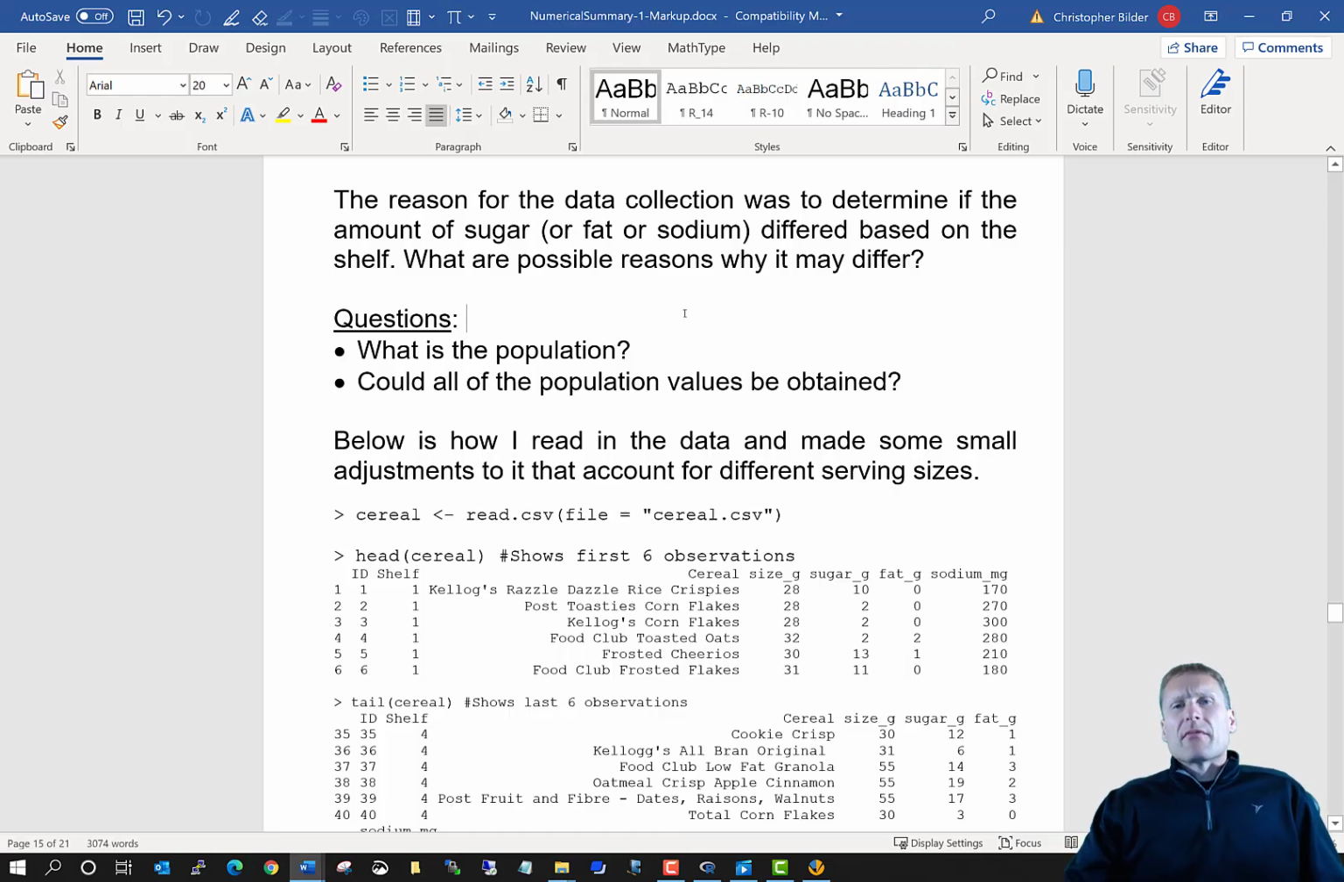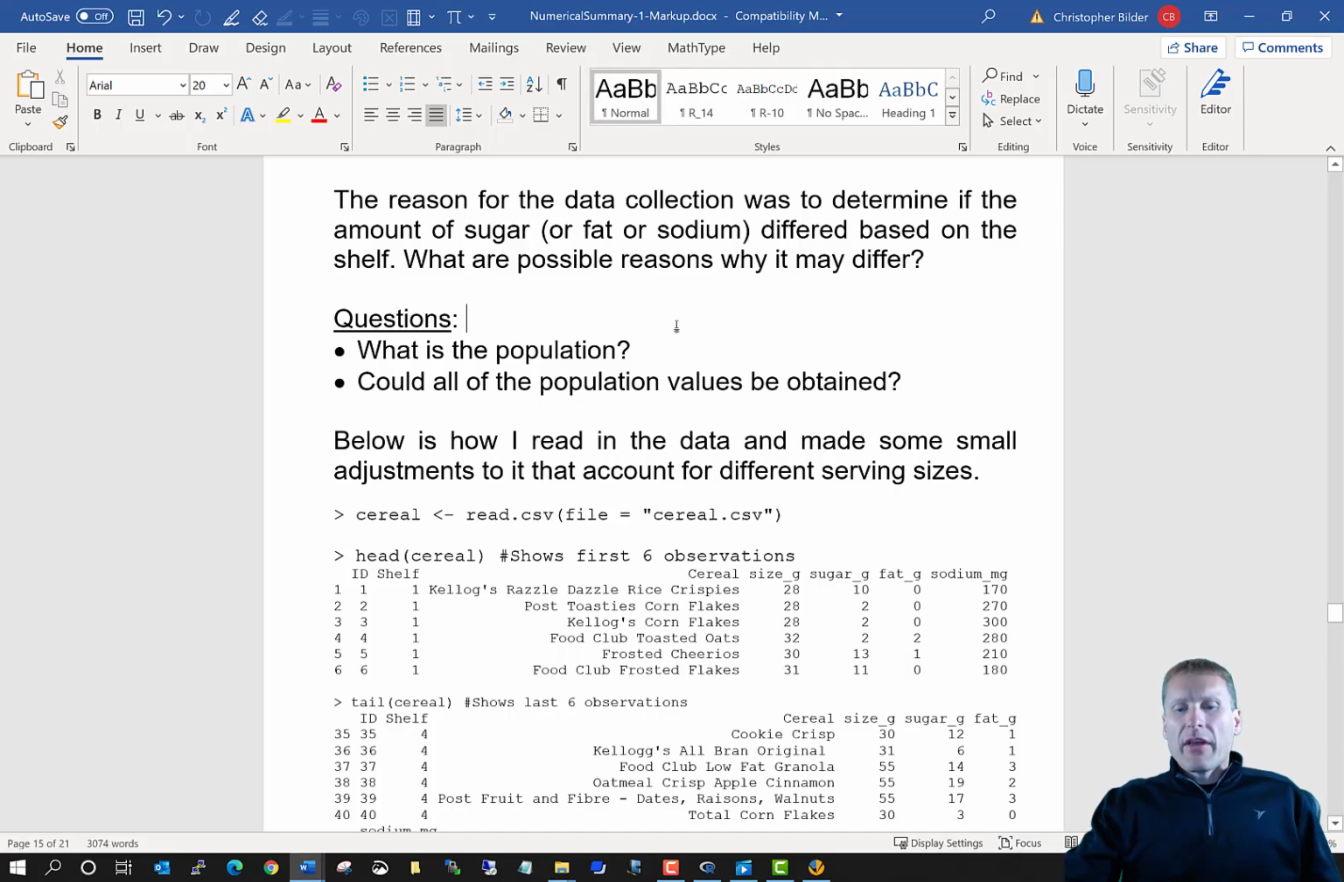So, some questions I want you to think about on your own: what would be the actual population here that I'm sampling from? Is it just this particular grocery store? Is it maybe all grocery stores? Or maybe is it a particular grocery store brand in terms of all their corresponding grocery stores?